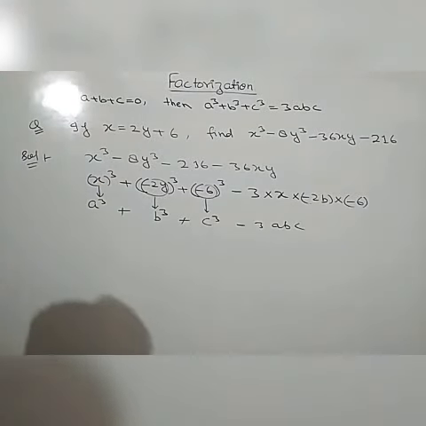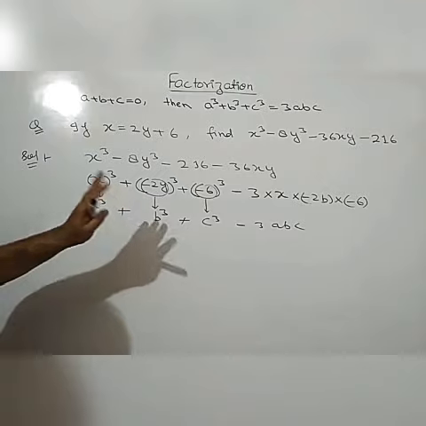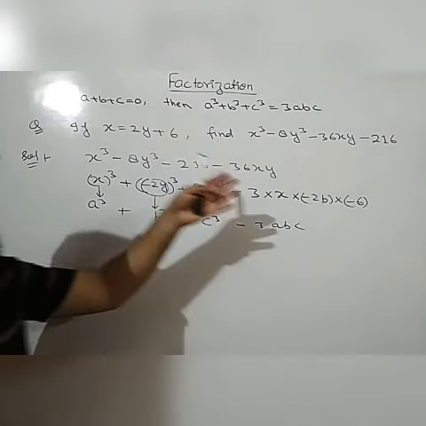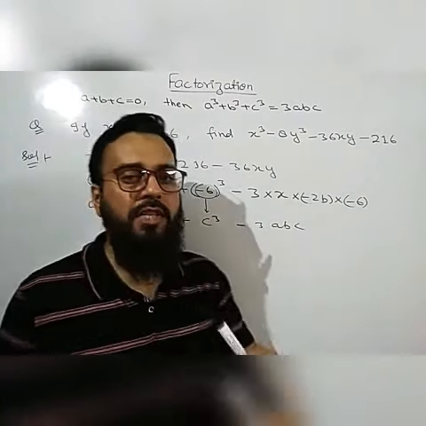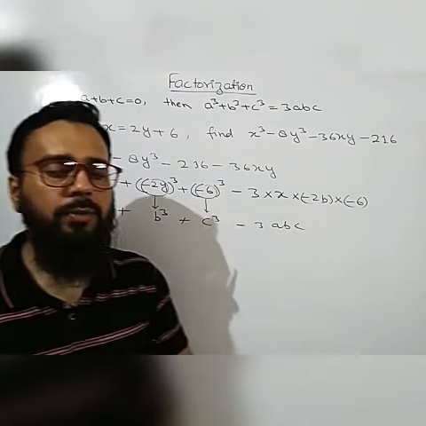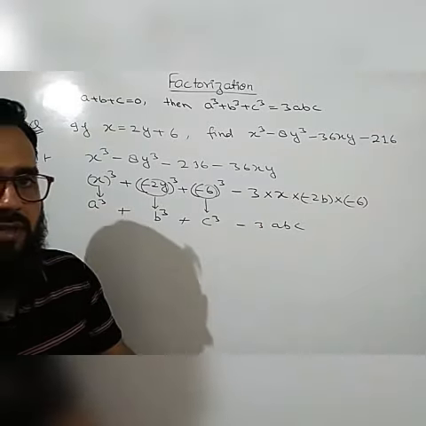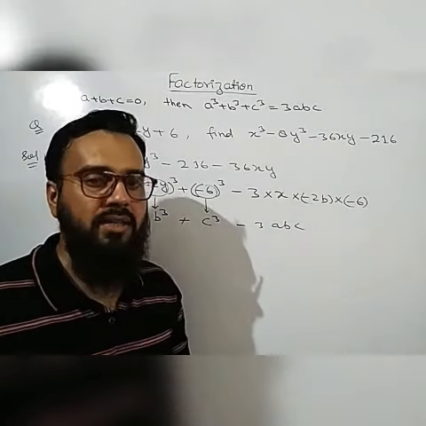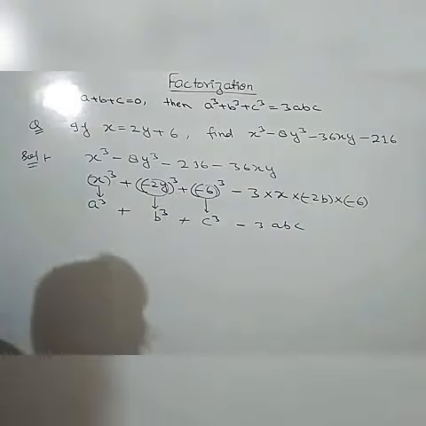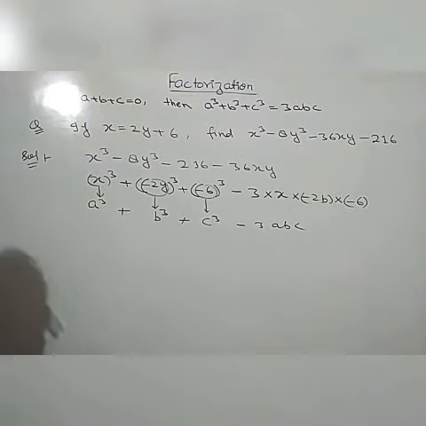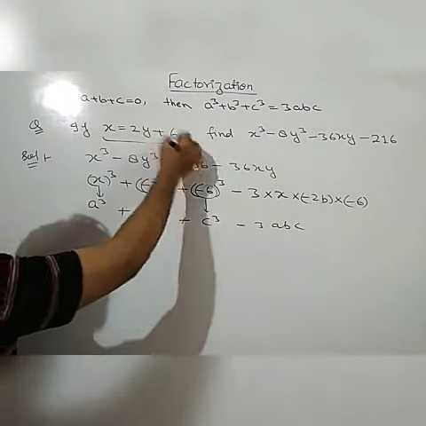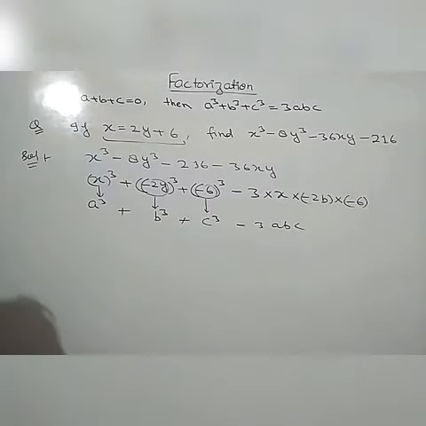If we expand this identity, we know the formula: a cube plus b cube plus c cube minus 3abc is equal to a plus b plus c in the first bracket, then a square plus b square plus c square minus ab minus bc minus ca. Here we have been given one condition. What is the condition? This is our condition: x equals 2y plus 6.